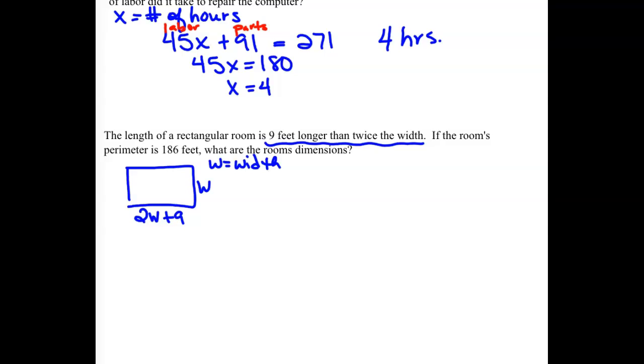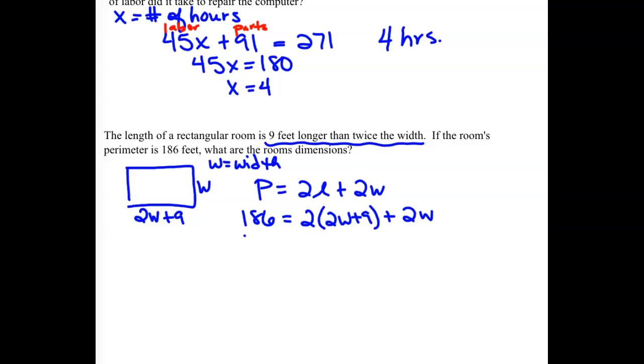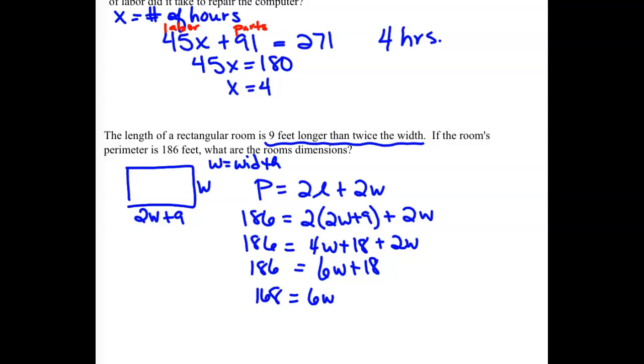The perimeter is 186 feet, but perimeter is 2 lengths plus 2 widths. We have to go all the way around the rectangle. So that 186 really represents 2 of these lengths, 2W plus 9, plus 2 of our widths. Distributing, we get 4W plus 18, plus another 2W. Combining like terms, we have 6W plus 18. If we subtract the 18, we have 168. And if we divide 168 by 6, we get 28.